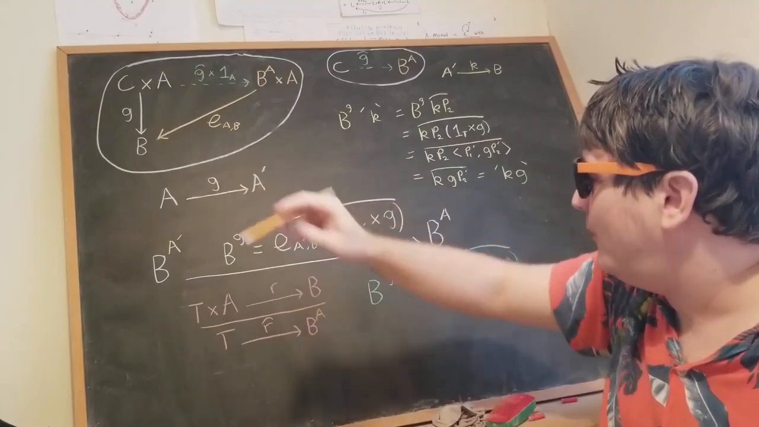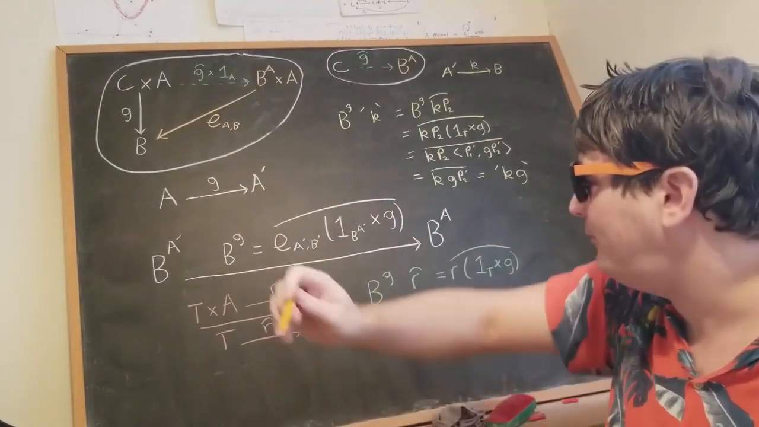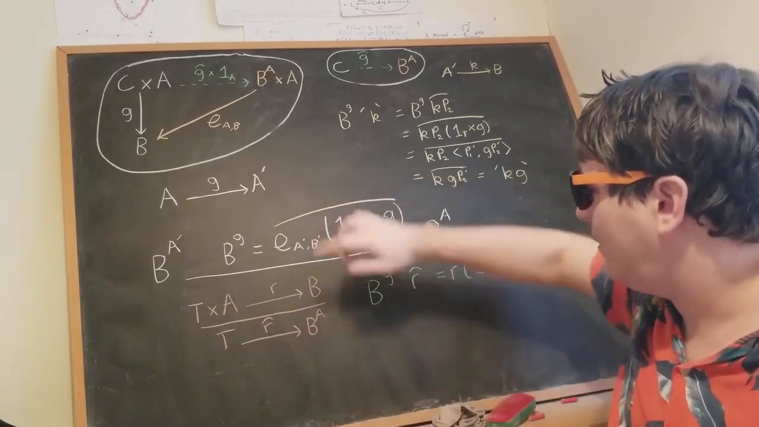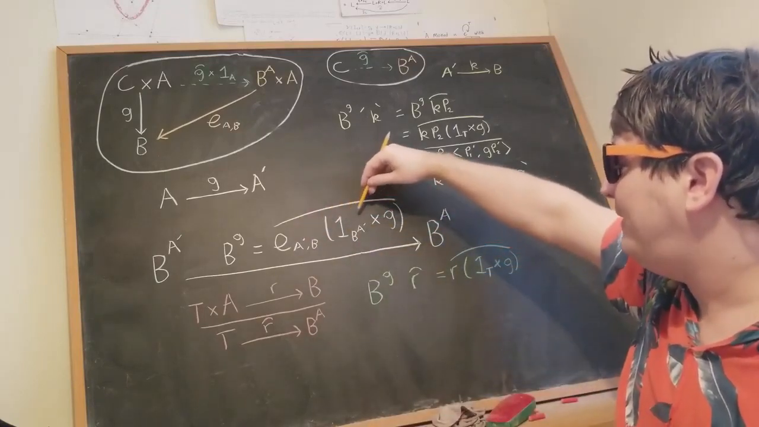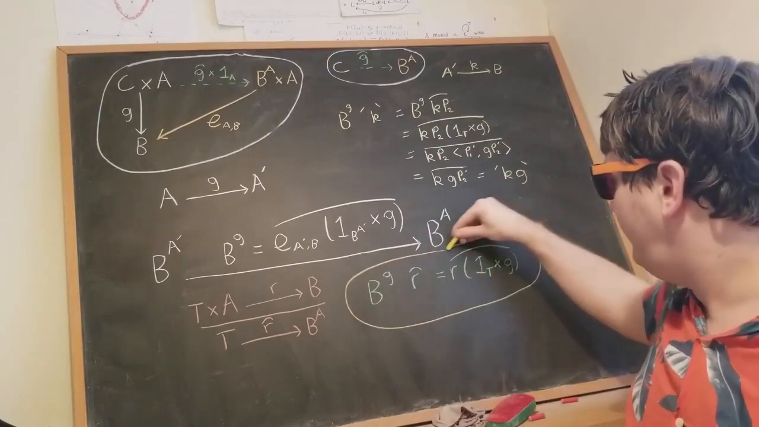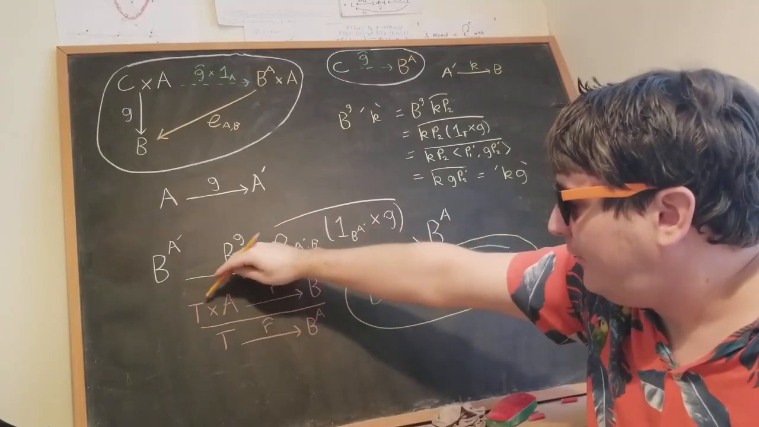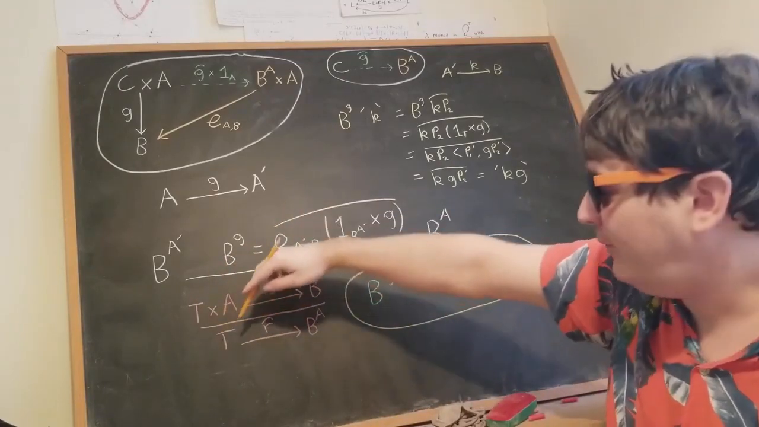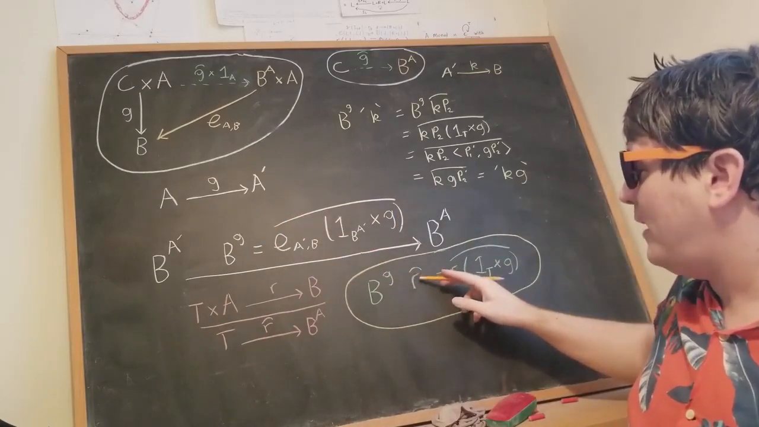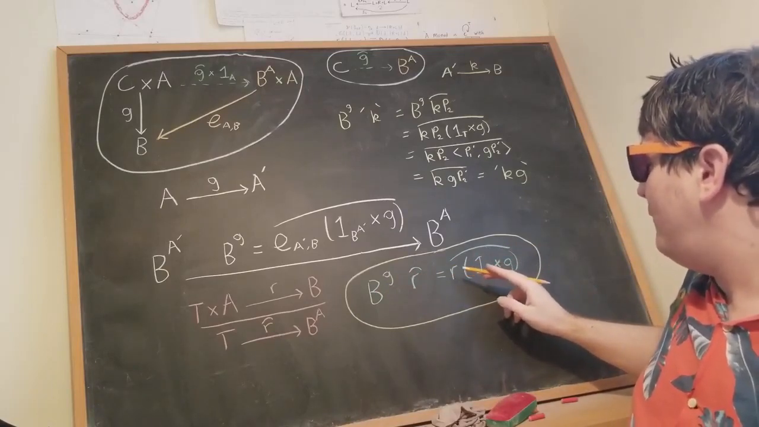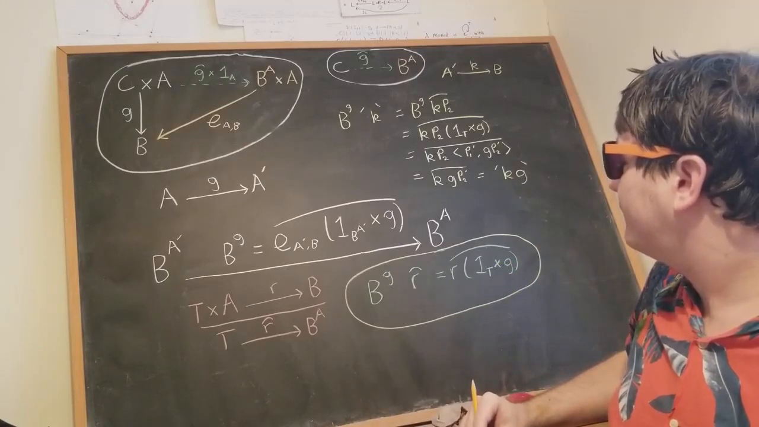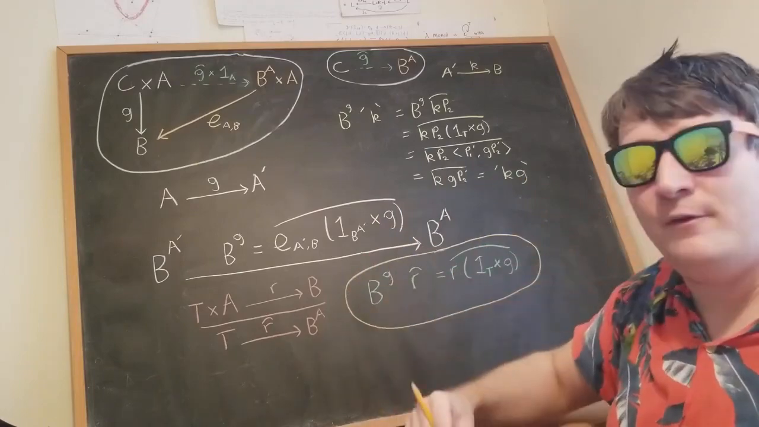Anyway, how does this b to the power of g actually work then? Well, I'll just tell you the definition and the main property it has. The definition is the evaluation arrow of a dash comma b after the identity arrow times g. And the main property is this one here. If we have an arrow r from t times a to b, then the transpose of r is going to go from t to b to the power of a. And this b to the power of g arrow has the property that if we do it after the transpose of r, we get the transpose of r after 1t times g. So this is our main formula. I'll leave it up to you if you want to prove it.